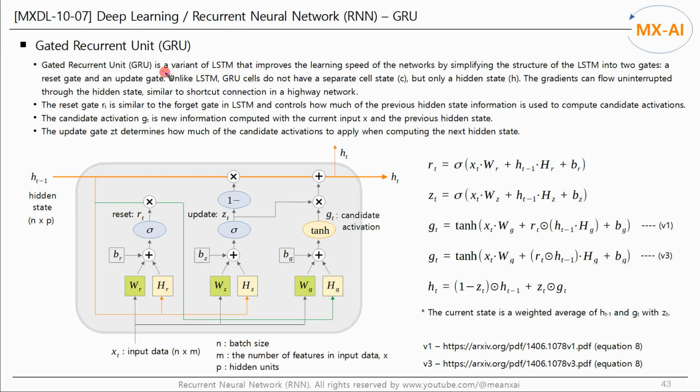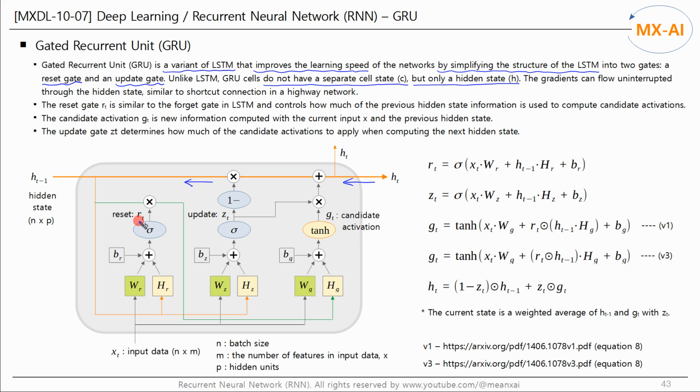Gated recurrent unit, GRU, is a variant of LSTM that improves the learning speed of the networks by simplifying the structure of the LSTM into two gates, a reset gate and an update gate. Unlike LSTM, GRU cells do not have a separate cell state C, but only a hidden state H. The gradients can flow uninterrupted through the hidden state, similar to shortcut connection in a highway network.